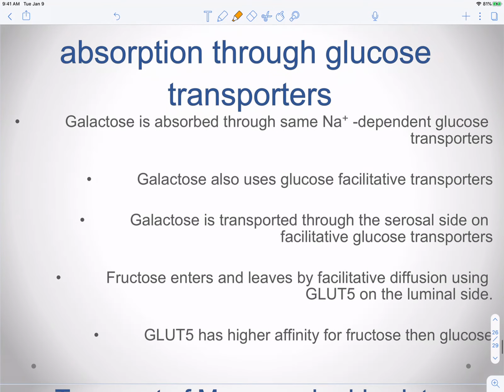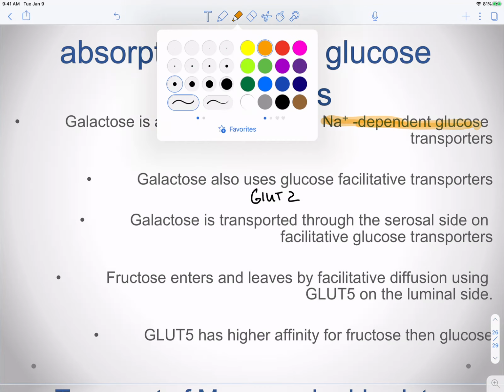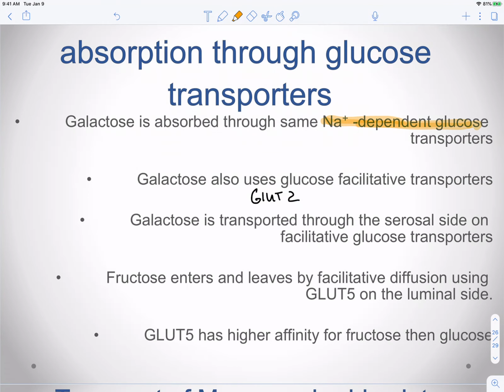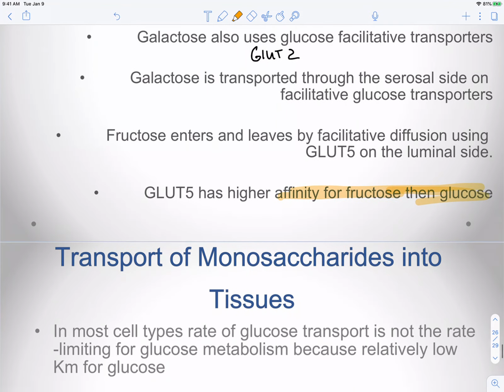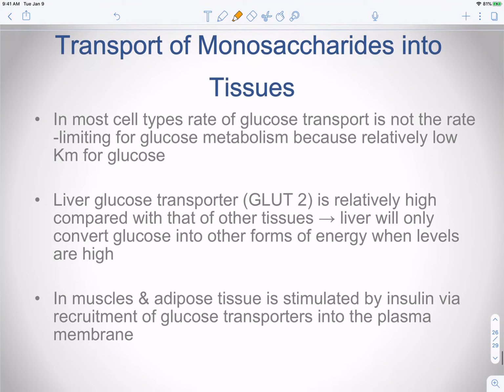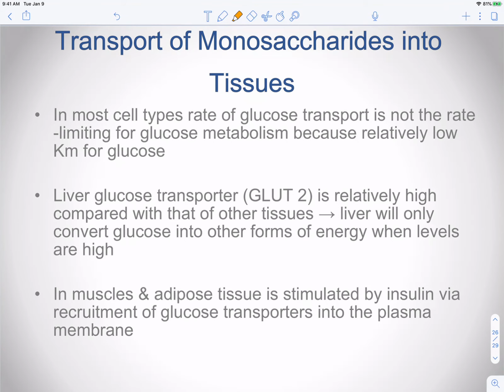So galactose is going to be absorbed through the sodium transporter. You also have the glucose facilitative transporters, GLUT2. And so this is why galactose is primarily going to be metabolized in the liver. Fructose can enter through GLUT5. It can leave through GLUT2, so it can also use that GLUT2. And GLUT5 has a higher affinity for fructose than for glucose. So it'll choose fructose over glucose. But glucose has the cotransporter to go through. In most cells, you're going to have glucose be able to come in, especially when insulin is present.